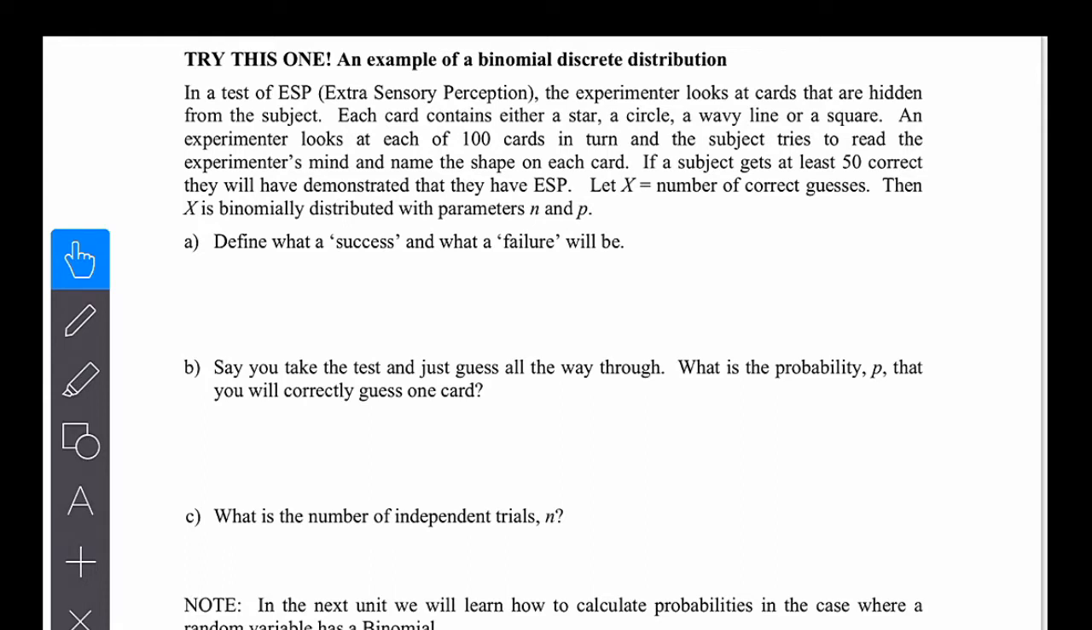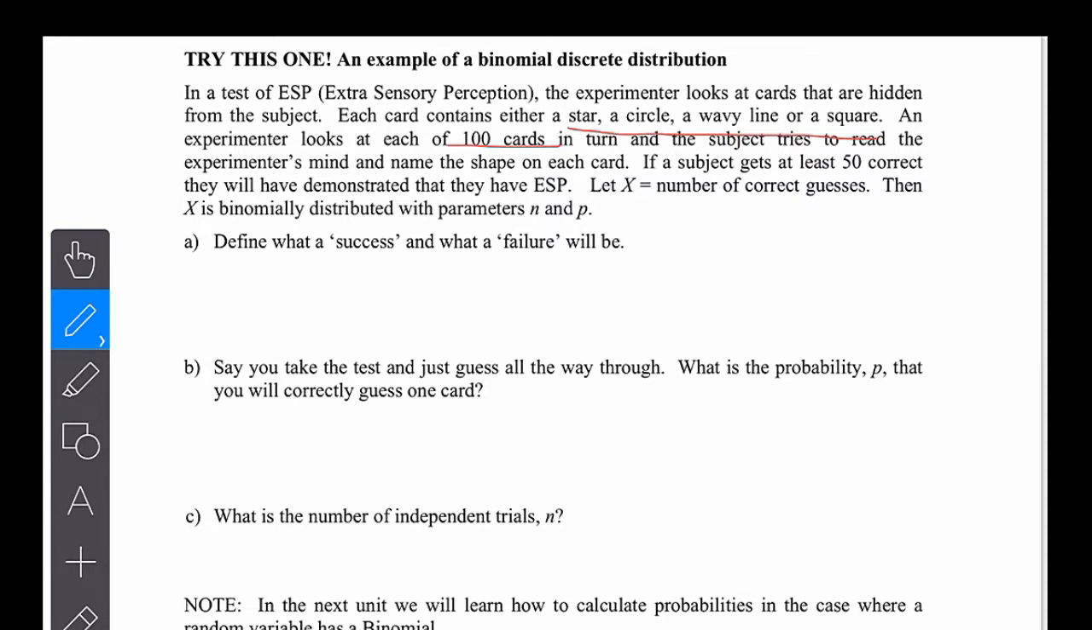So what is it? Let's read through this. In a test of ESP, so that's extra sensory perception or telepathy, the experimenter looks at cards that are hidden from the subject. Each card contains either a star, circle, wavy line, or square. Really important that there's 4 options. So let's highlight that. An experiment looks at each of 100 cards, let's underline that, in turn, and the subject tries to read the experimenter's mind and name the shape on each card.